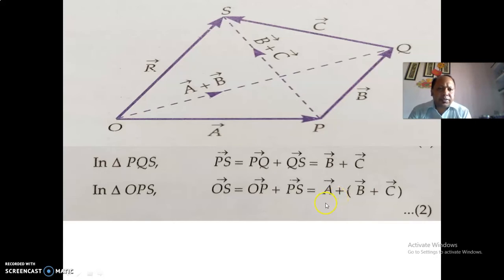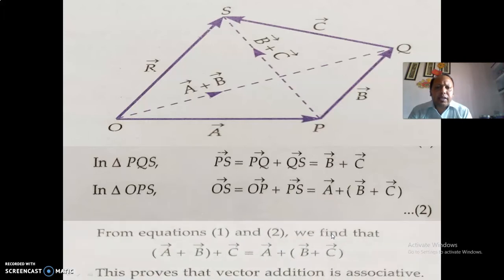So we can conclude from equation 1 and equation 2 that vector A plus vector B within bracket plus vector C is equal to vector A plus within bracket vector B plus vector C. So this proves that vector addition is associative in nature.